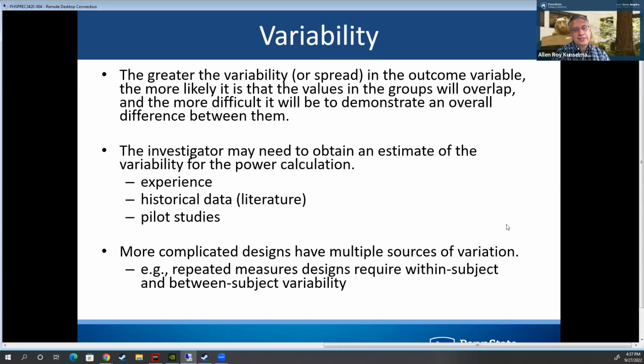So let's talk about variability. The greater the variability or spread in the outcome variable, the more likely it is the values in the groups will overlap. It makes it more difficult to demonstrate an overall difference between them. Just think that the larger your standard deviation, the more difficult it will be to find a difference. So where do we get this variability estimate for a power calculation? It can be from experience, from similar studies published in the literature, or from doing a pilot study first. Like you do a pilot study on 10 or 20 subjects, get an idea of your variability, and then use that to power a proper larger study. More complicated study designs will have multiple sources of variation. For example, in a repeated measures design, you'd have a within subject variability and a between subject variability to estimate. So complicated designs may have multiple sources of variability.